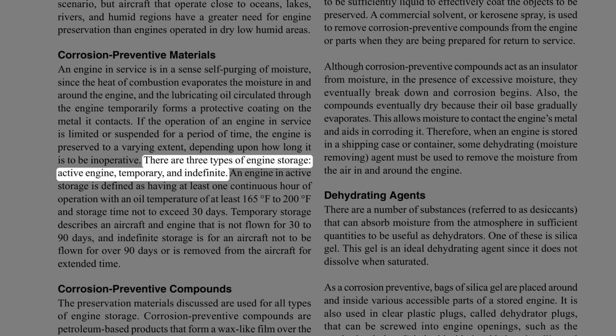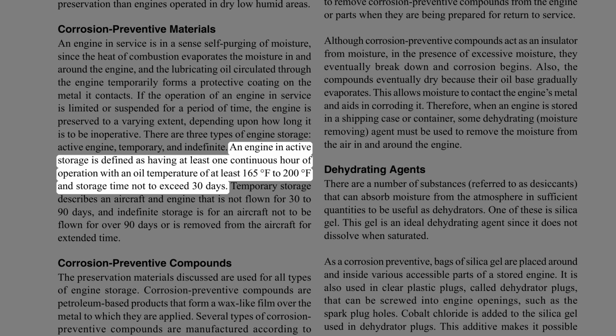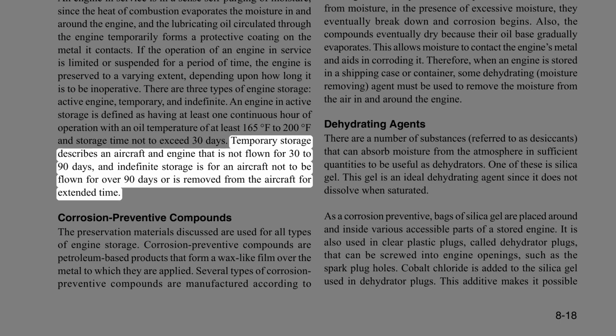There are three types of engine storage: active engine, temporary, and indefinite. An engine in active storage is defined as having at least one continuous hour of operation with an oil temperature of at least 165 degrees Fahrenheit to 200 degrees Fahrenheit and storage time not to exceed 30 days. Temporary storage describes an aircraft and engine that is not flown for 30 to 90 days, and indefinite storage is for an aircraft not to be flown for over 90 days or is removed from the aircraft for extended time.